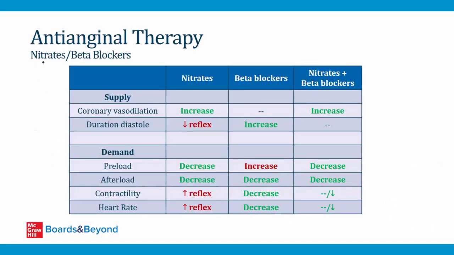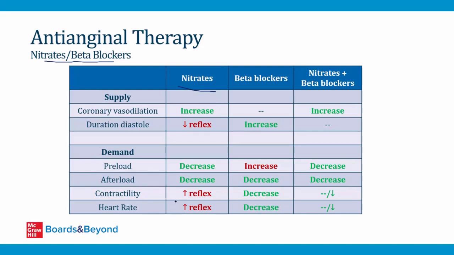So on this slide, I've summarized the physiologic effects of nitrates and beta blockers. This is what you want to know for your Step 1 exam. This is what they're going to ask you about. Try not to just memorize this table, but try to understand why each item on this table is what it is. So in this column, we've got the effects of nitrates.